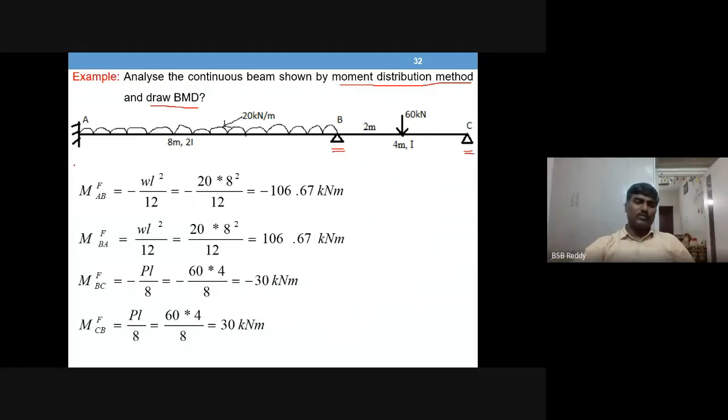Now, as usual, you follow writing fixed end moments first as step one. So these are the fixed end moments. MFAB, because it is UDL on span AB, is WL square by 12, negative because it is anti-clockwise at A, and MFBA is plus WL square by 12. Take BC, it is a point load at center, so PL by 8 is the fixed end moment. So MFBC is negative, whereas MFCB is positive, minus 30 and plus 30. Take AB and BC as fixed beams.